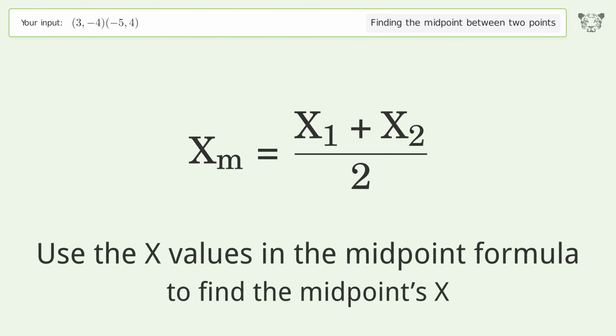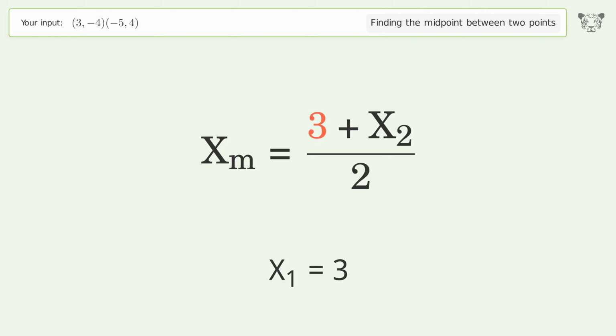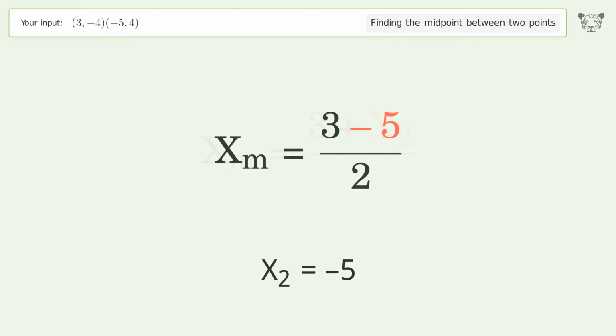Use the x values in the midpoint formula to find the midpoint's x. x1 equals 3. x2 equals -5. Simplify the arithmetic.